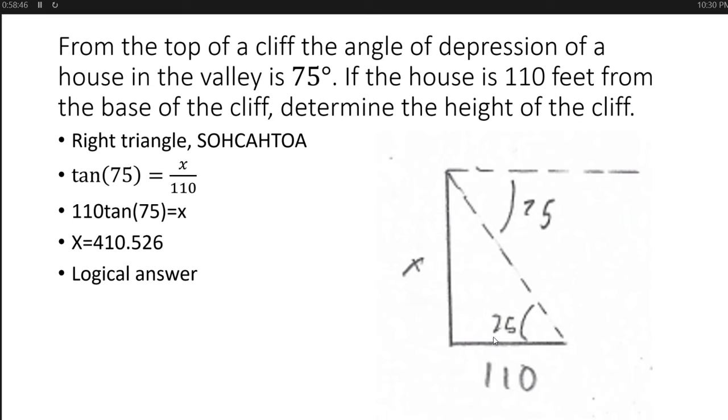So this is what we did earlier, but instead of having this unknown, this is the unknown. So it's just tan 75 because it's a right triangle. Tan of this angle is opposite over adjacent. So it's x over 110.